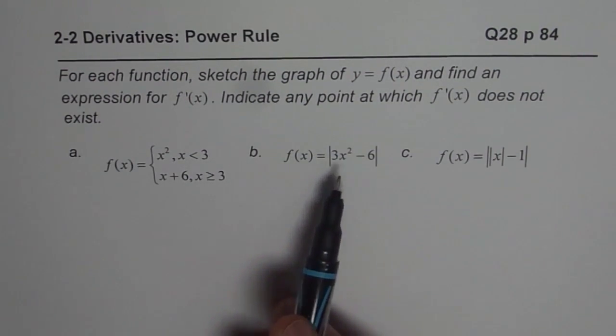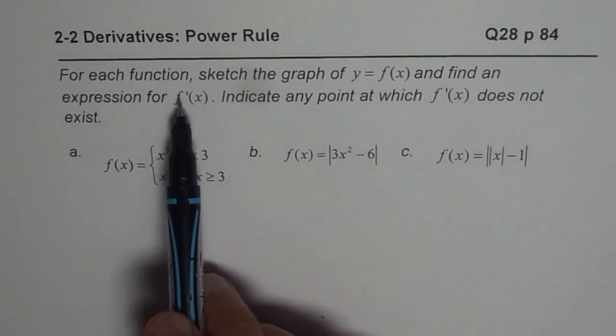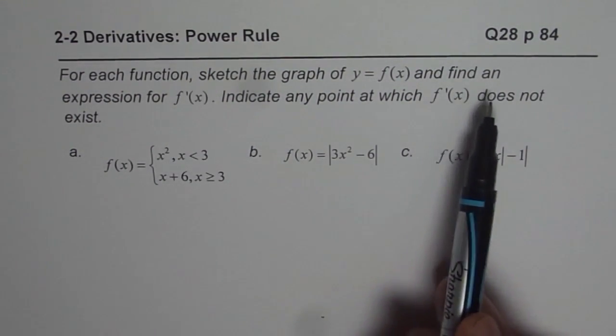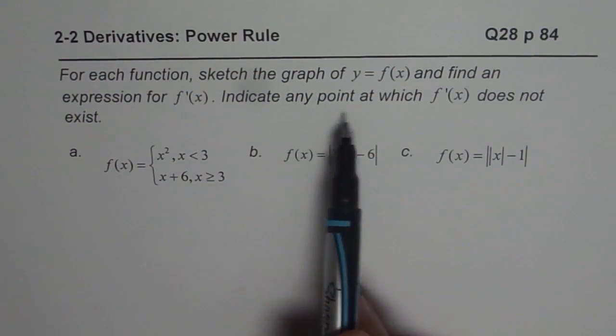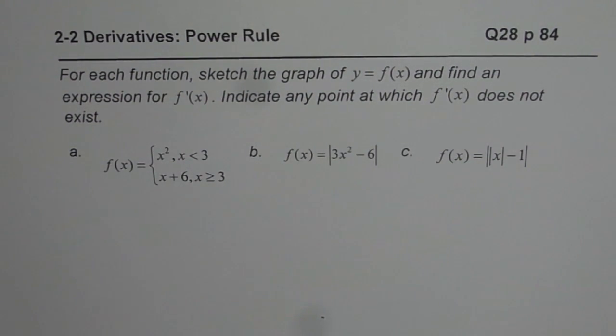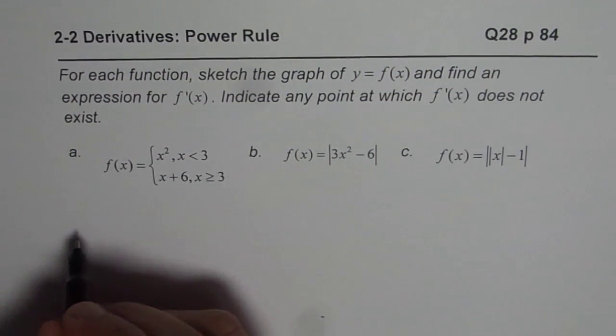f of x equals the absolute value of 3x squared minus 6. The question was, for each function, sketch the graph of the function and find an expression for f dash x. Indicate any point at which f dash x does not exist. Let us begin by sketching a graph for this function.